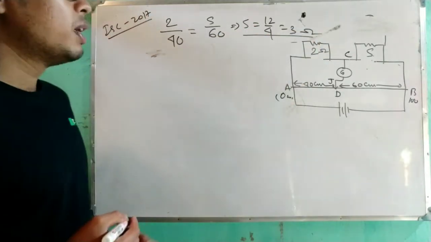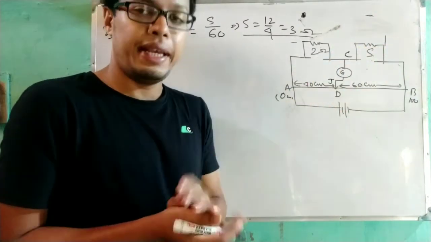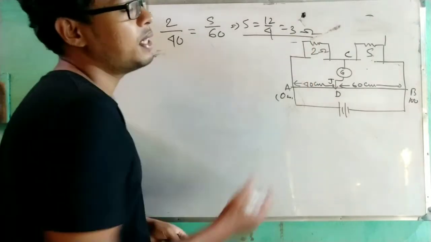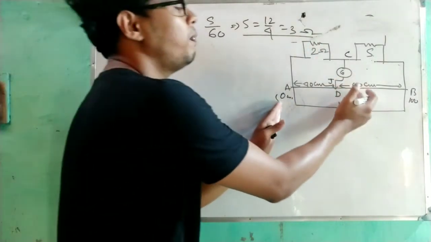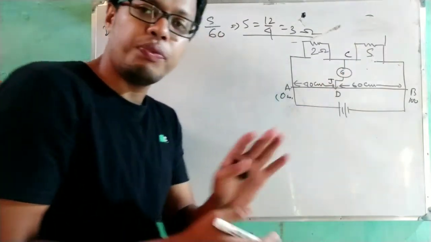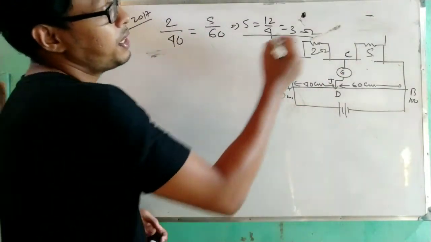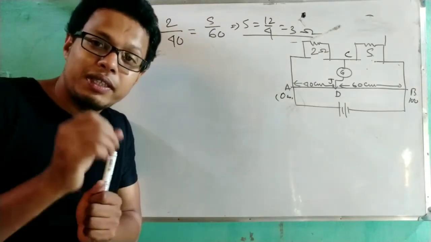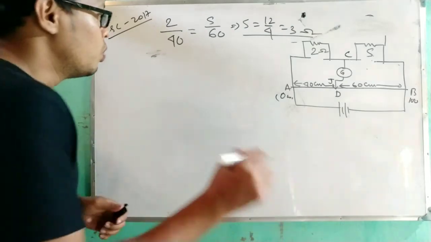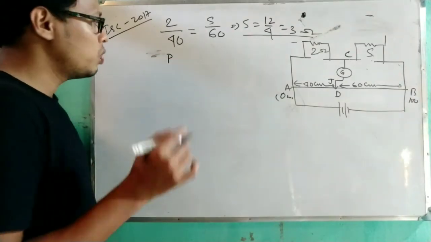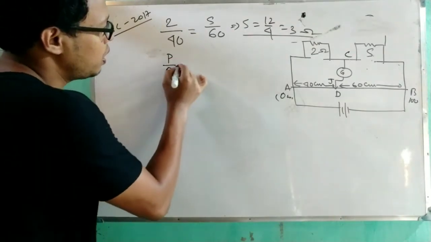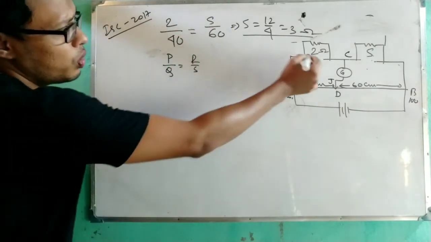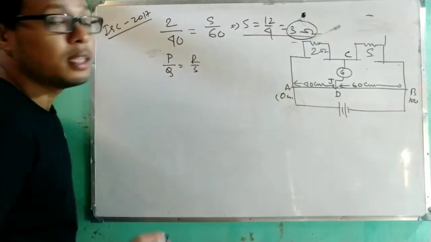And second, how much value you have to connect across S by which the null point is obtained at the 50 centimeter mark. Means AD will be 50, DB will also be 50. But whether the connection is series or parallel, you have to find. How to find that? Look, we read from the balanced Wheatstone bridge method, P by Q equals R by S. This time, we already got the value of S as 3.